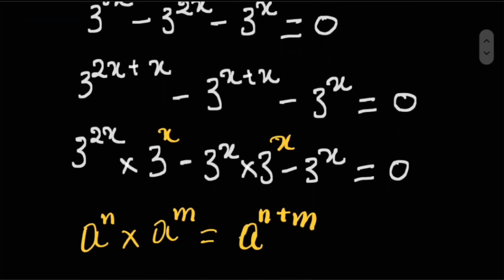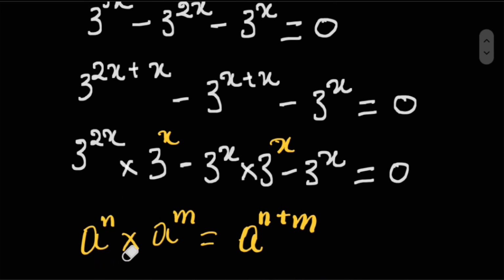Okay, so knowing that a to the power n times a to the power m is equal to a to the power n plus m, we can rewrite this equation like this. So 3 to the power 2x plus x is equal to 3 to the power 2x times 3 to the power of x. So at this level we have 3 to the power 2x times 3 to the power x minus 3 to the power x times 3 to the power x minus 3 to the power x is equal to 0.